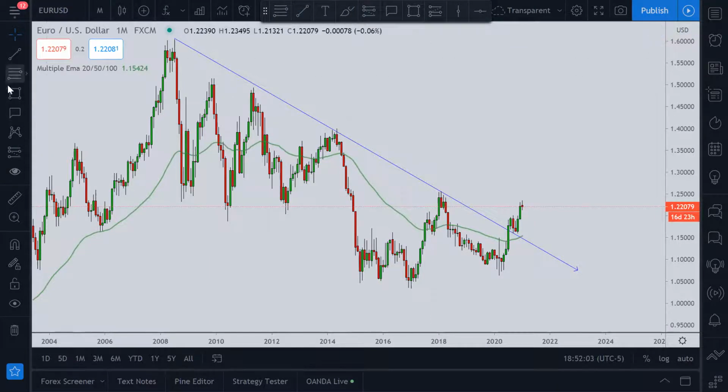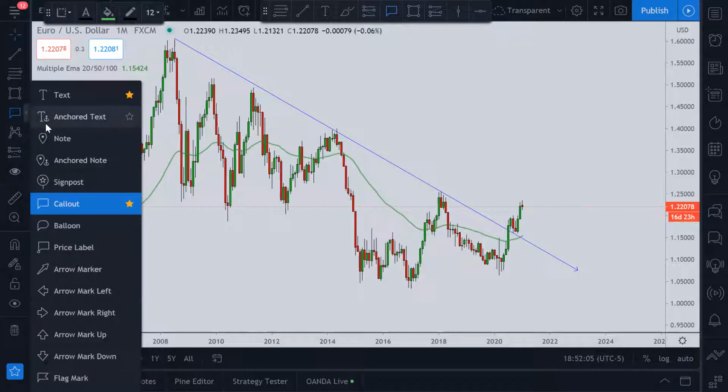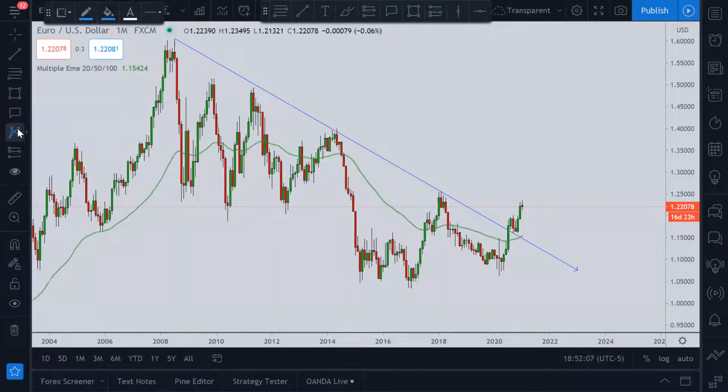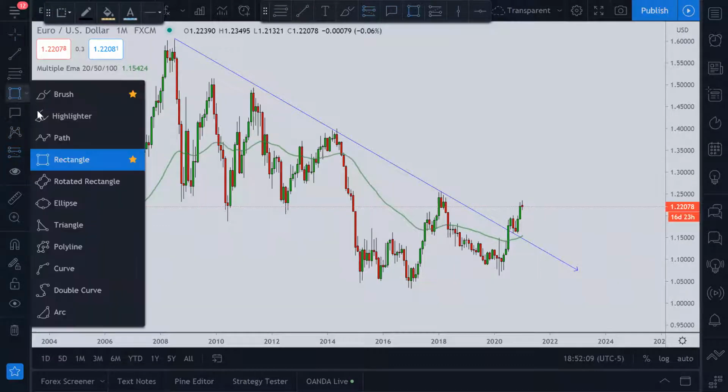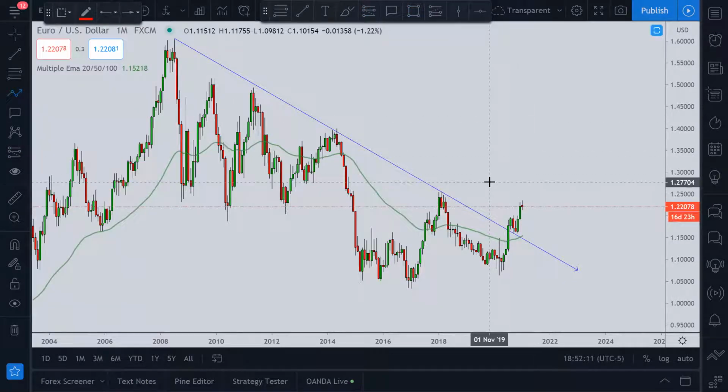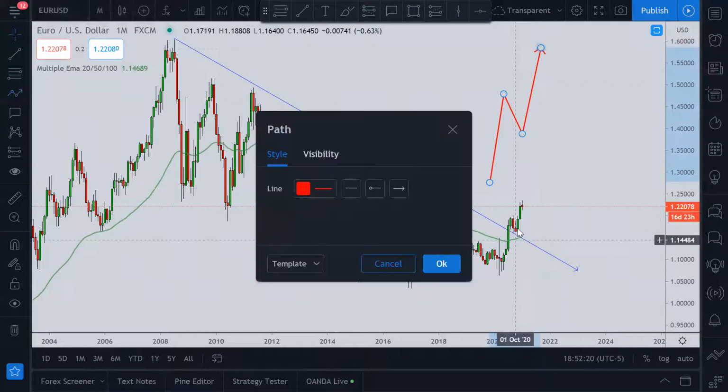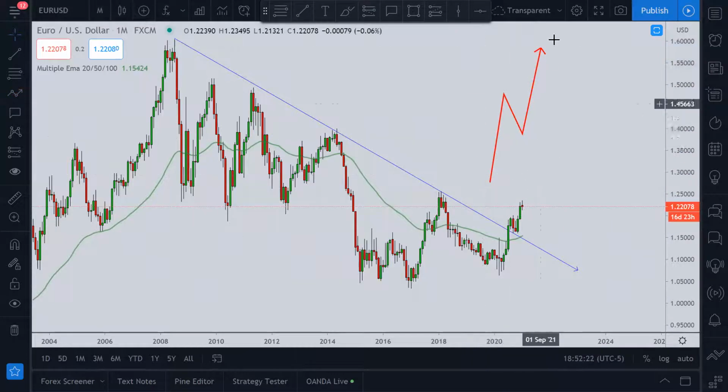That is, if I can find the tool, I can never find the tool when I need it. Okay, all right. What we have is an impulse, correction, and an impulse. This is the ICI, right? Impulse, correction, impulse.